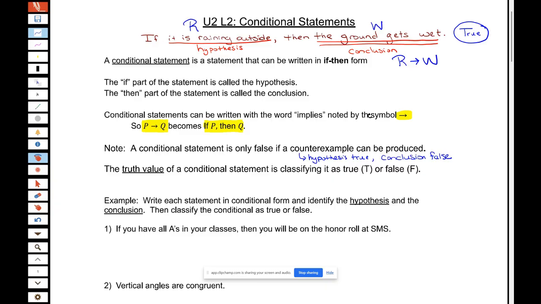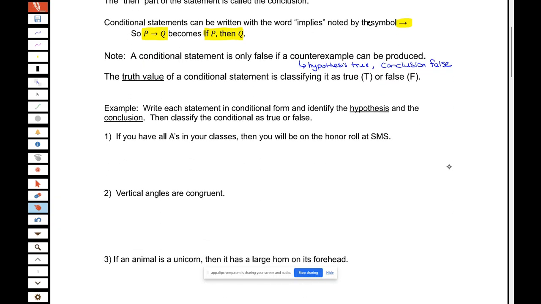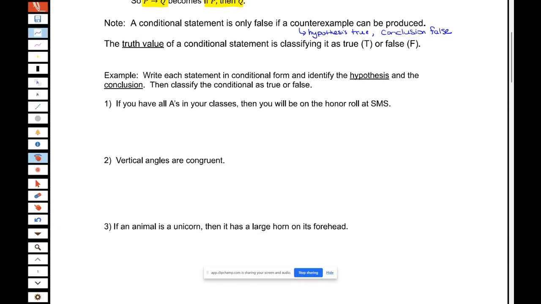Whereas we could come up with a conditional statement where we could find a counterexample, and we will in this lesson. What we just did is classify the statement as true. We call that the truth value of the statement, which is saying whether the statement is true or false. So in these next few examples, we are going to identify the hypothesis and the conclusion, and then we will classify the conditional as true or false.